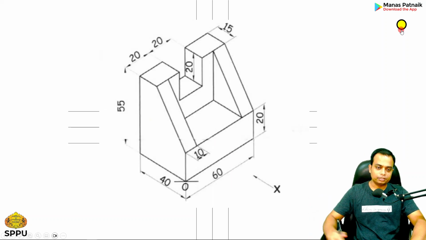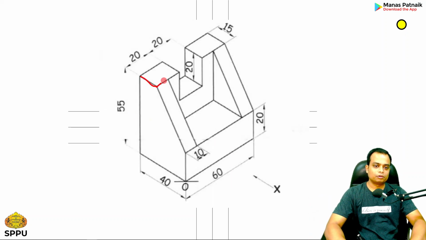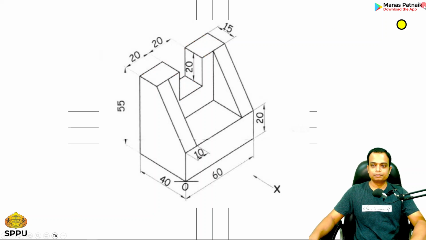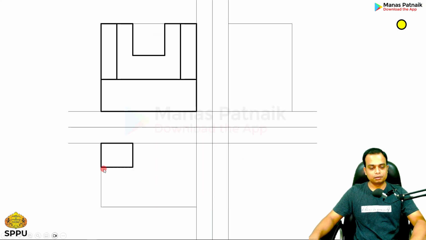In the top view, first of all what we'll see is this. Okay, 20 by 15. Then we'll see this. Again, 20 by 15. And then we'll also see this. 20 by 15. So, let me make this. 20 by 15, 20 by 15, 20 by 15. Done. Okay, sir.